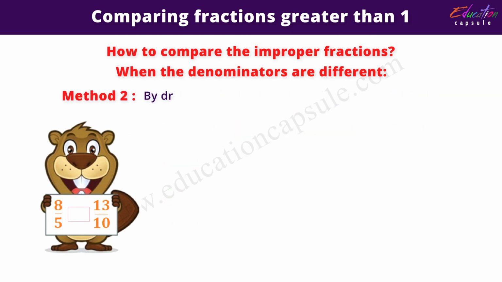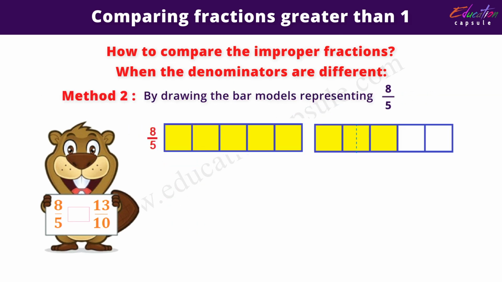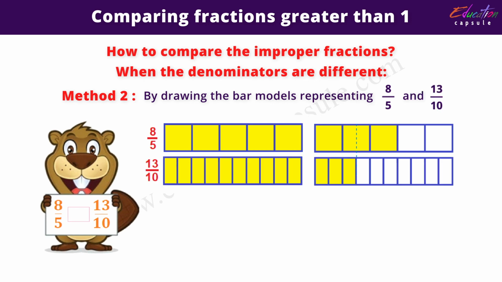Method 2. By drawing the bar models representing 8/5 and 13 tenths, we can observe that the shaded portion is more for 8/5 than 13 tenths. That means 8/5 is greater than 13 tenths.